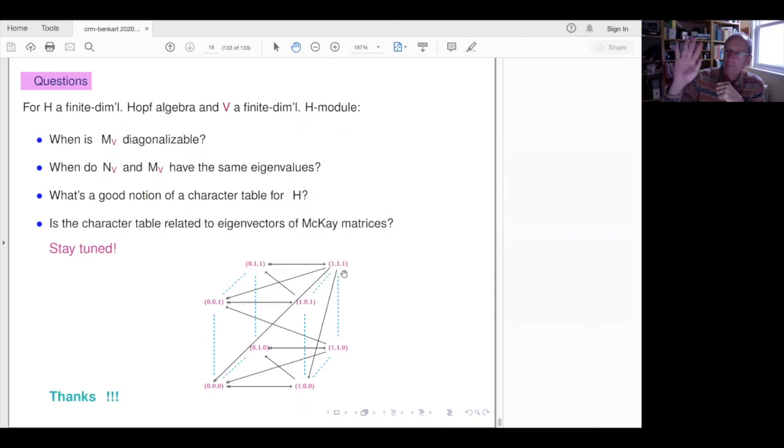Sure. Go ahead, Ivan. Can we use the Makai matrix or the fusion matrix or any of the matrices that you've defined to compute the decomposition, for example, of a given V with itself, many copies of it?